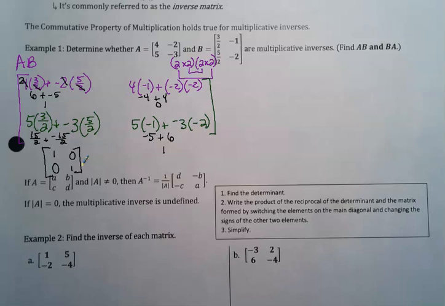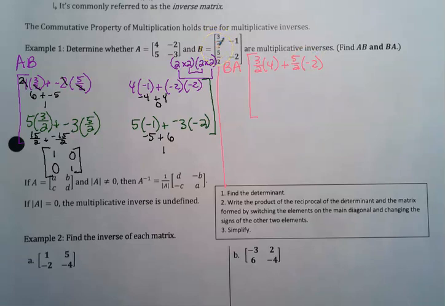So now let's solve for BA. I'll draw my line there. Let's do BA. For BA, we're going to start with this one. So I'm going to have 3 halves times 4 plus 5 halves times negative 2 in this spot. And then, right, 3 halves.